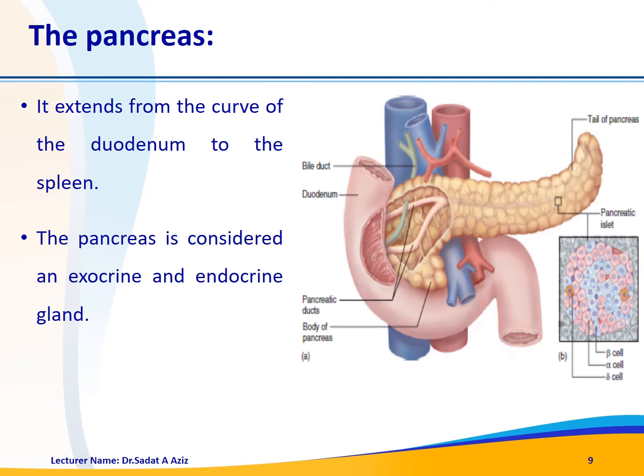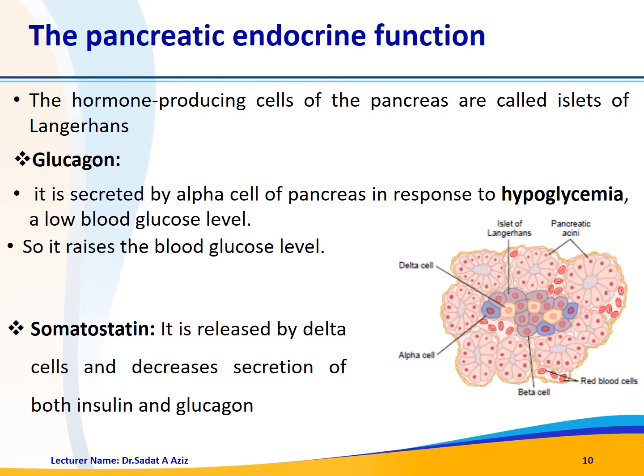But for now, what we are trying to explain is the endocrine part of the pancreas. So the hormone-producing cells of the pancreas are called what? Islets of Langerhans. It is made of three main types of cells. We have alpha cells, this bluish group of cells. And then we have beta cells. This group of cells are called the beta cells. And then we have the delta cells.